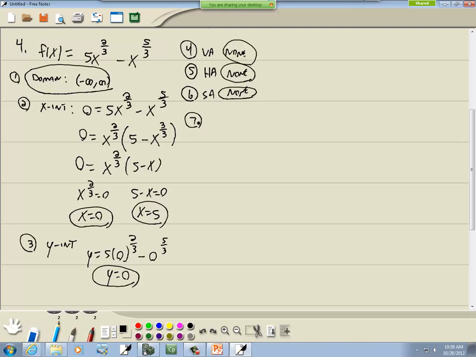Okay. For increasing and decreasing, we need to find our first derivative. So take my power, put it out in front. I got 5 times 2/3 x, lower your power by 1. 2/3 minus 1 is negative 1/3. Minus, take your power, put it out in front, lower it by 1. 5/3 minus 1 is 2/3. Which gives us 10/3 x to the negative 1/3 minus 5/3 x to the 2/3.